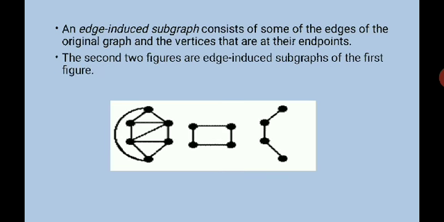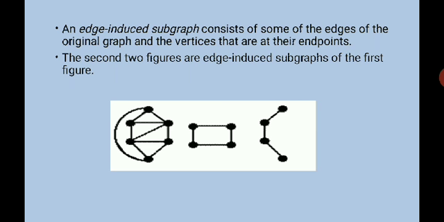Similarly, we have an edge induced subgraph. In this, some of the edges are considered and the endpoints corresponding to those edges are taken, right? So edges are taken and whatever endpoints are joining them, the vertices that lie on the two endpoints, are taken. So the next two graphs are edge induced graphs of the first one.